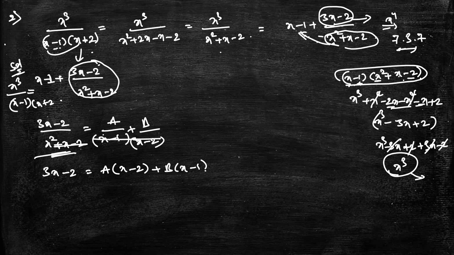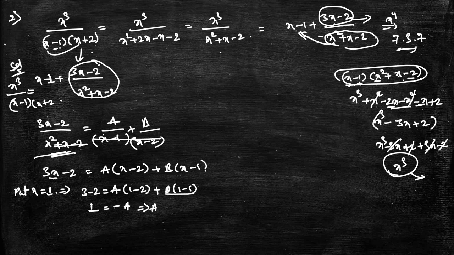So I will take values for x: x is equal to 1 and x is equal to minus 2. I will put x is equal to 1 first in this equation. We get 3 into 1, which is 3 minus 2, is equal to a into 1 minus 2 plus b into 1 minus 1. This will become 0, so 1 is equal to minus a. From this, a is equal to minus 1. Now I will put x is equal to minus 2 in this equation, because of x plus 2.